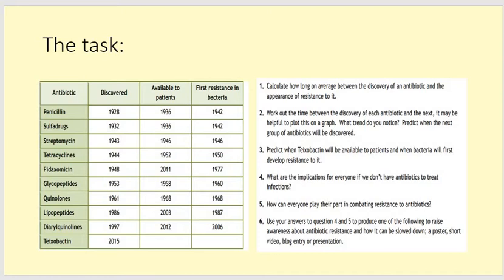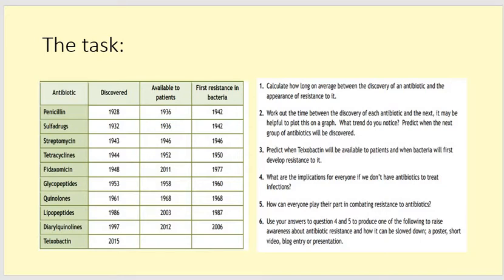So here is the task that I set. You've got a table on the left with lots of different antibiotics, the date they were discovered, the date they first became available to patients, and the date that resistance was first seen. Now, to tackle this task, you will need a calculator. I did remind you at the time that you would need one. You can either use your own calculator, or if you are working on Microsoft, you will have a calculator option in the tools in Office.